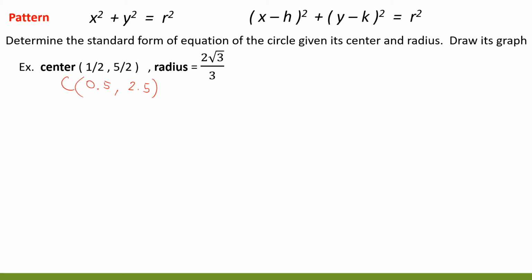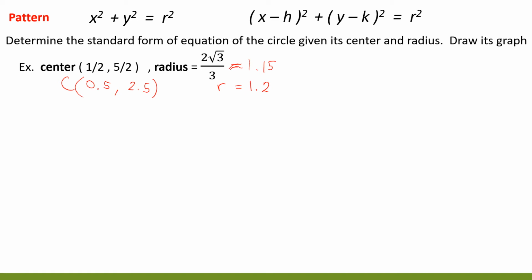While the radius, 2 square root of 3 over 3, let's also convert into decimal. When you solve this, it is approximately 1.15 something. Instead of 1.15, we can use 1.2 as our radius. That means we round it off to the nearest tenths.